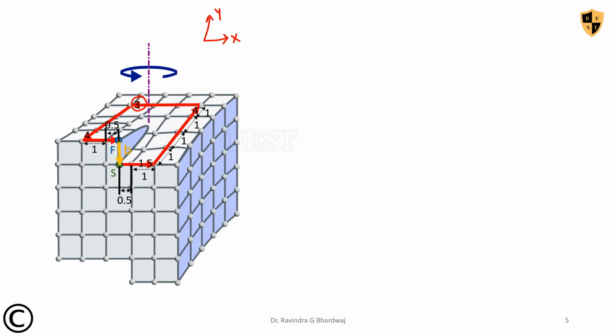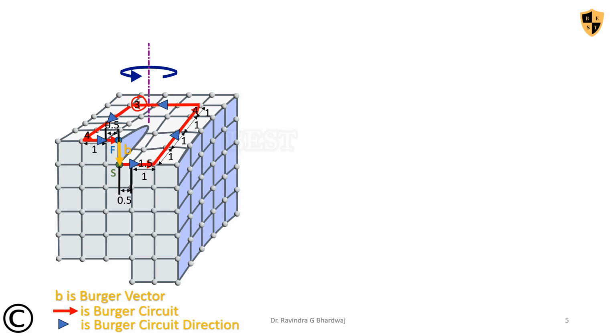Now we will have to use the right hand rule and the left hand rule that we have seen. So over here, b is the Burgers vector. The red lines that we have used are the Burgers circuit, and the direction of the Burgers circuit is anti-clockwise, because we have moved from right to left. So these blue arrows will show the Burgers circuit direction.